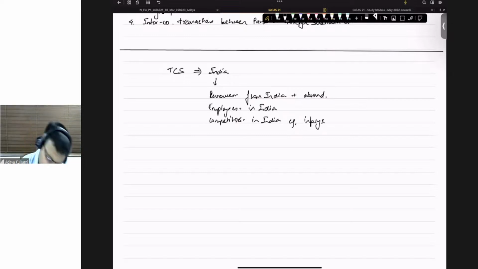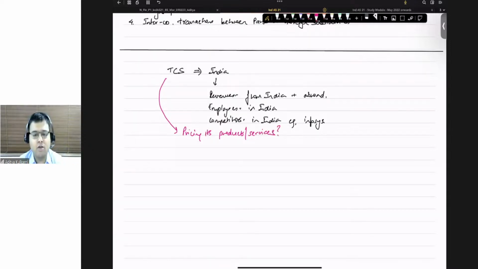Now I want you to tell me, if TCS has to price its products or services, what are the factors that TCS has to consider when pricing its products or services? Or rather, what are the factors which influence the pricing of its products?